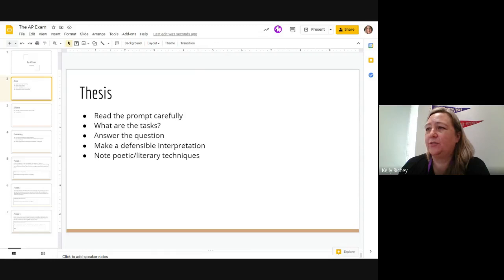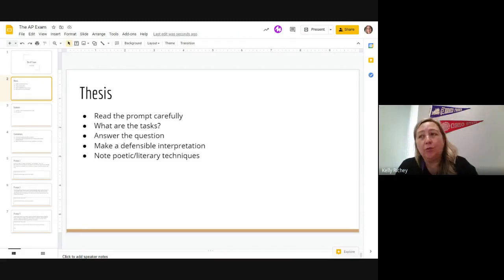It's called the essay review. Okay, so when you get this essay prompt, you need to write a thesis in response. In order to do that, you're going to need to read the prompt carefully and ask yourself, what are the tasks? Then you're going to need to make sure you answer the question. You need to make a defensible interpretation, not just restating what the prompt asked, but you need to make an argument about what choices the author made and why. And then you need to note any poetic or literary techniques, that figurative language stuff that we've been discussing.